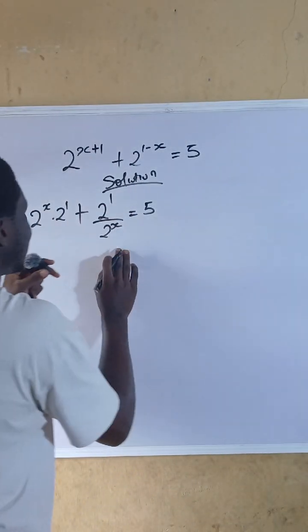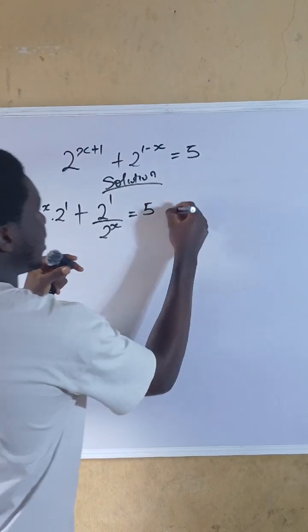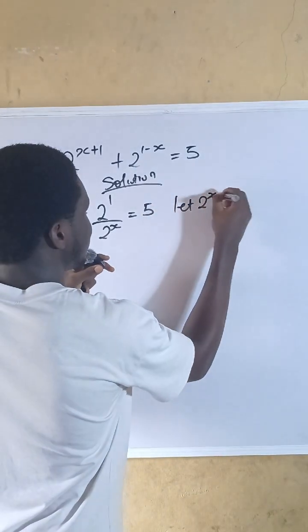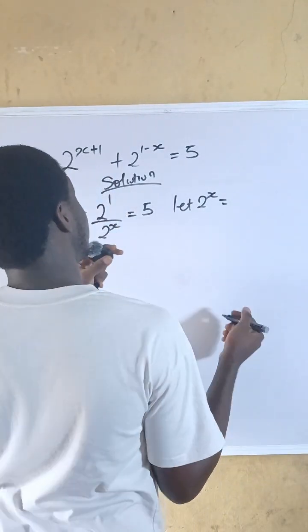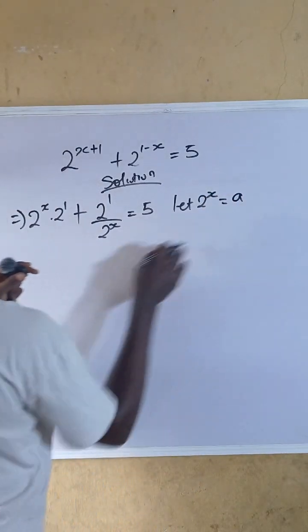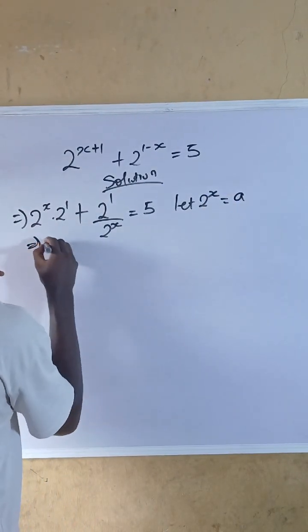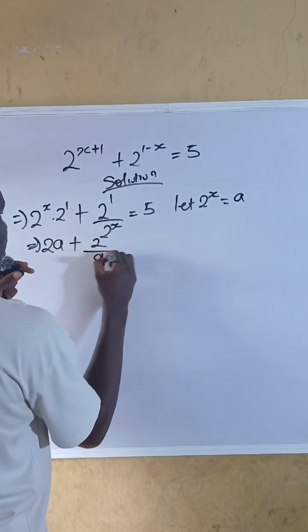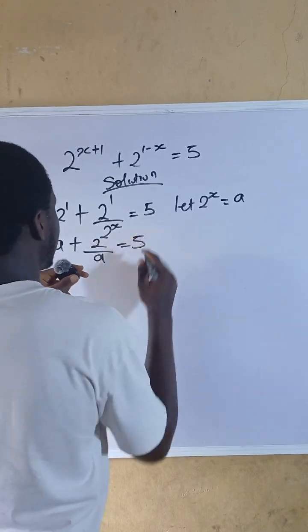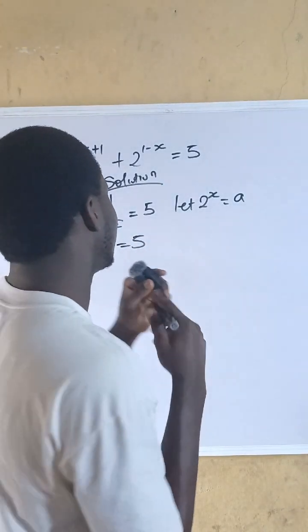So what you do next is you say let 2 to the power of x be equal to any variable. We can use a, we can use b. Let us use a for this case. Now if we use a, this implies 2a plus 2 divided by a is equal to 5.